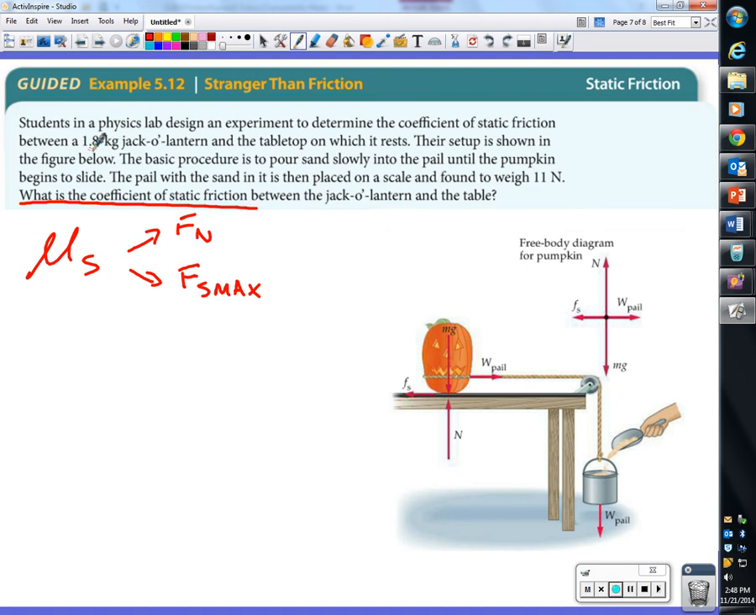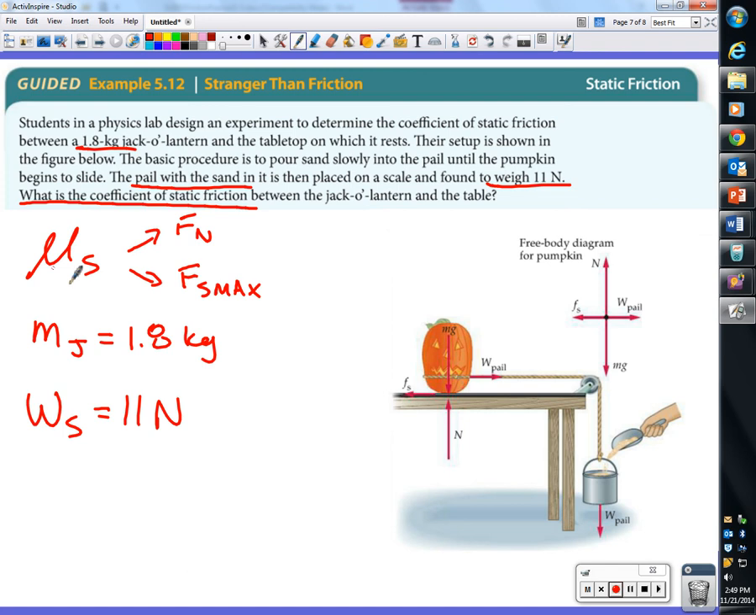All right, let's go here now. Two other things that we know in here. The mass of the jack-o'-lantern is 1.8 kilograms, and the pail with the sand weighs 11 newtons. We said that weight is our term to represent what? What is the weight of an object? Gravity. Specifically, it's the force of gravity. Good. So the weight of the sand is 11 newtons.